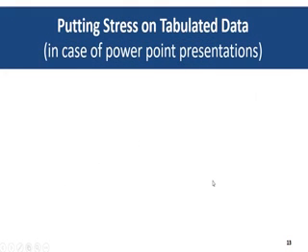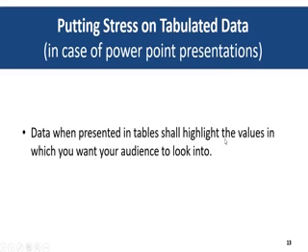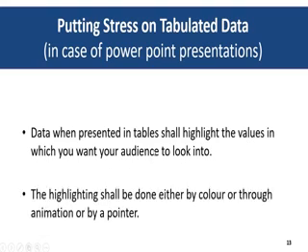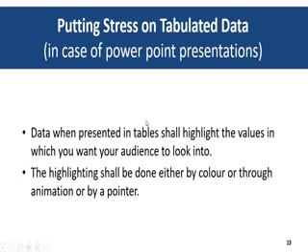Putting stress on tabulated data. In a PowerPoint presentation you can do this, not obviously in a research report or other types of presentation. For example, when data is presented in tables, highlight the values you want the audience to look at. I am producing a table with many things in it, but I want the audience to look at a particular value, observation, or row. In that case, we can use an animated pointer which keeps blinking so that the attention of the viewers is directed towards it, or we can use a background color to make it colorful.